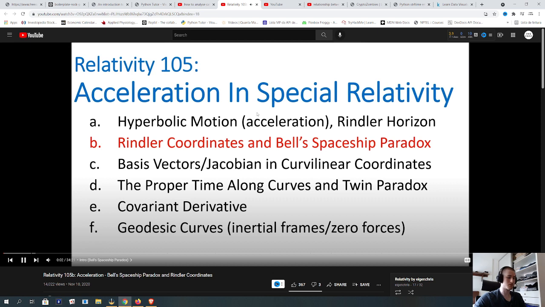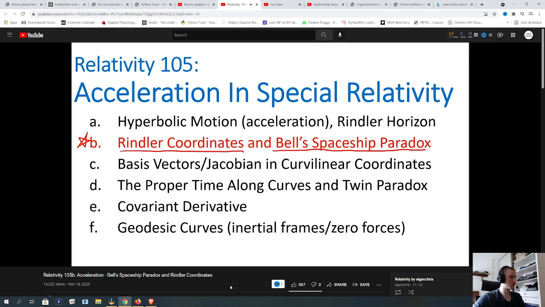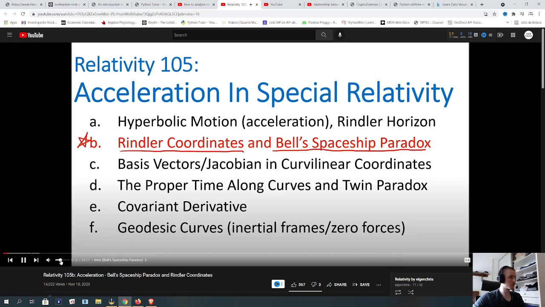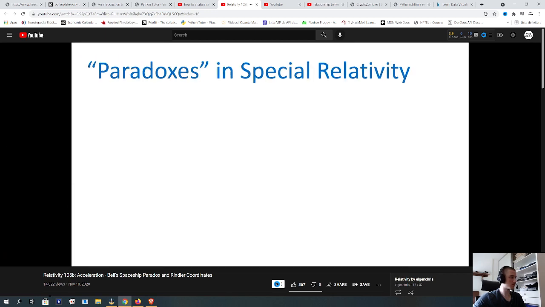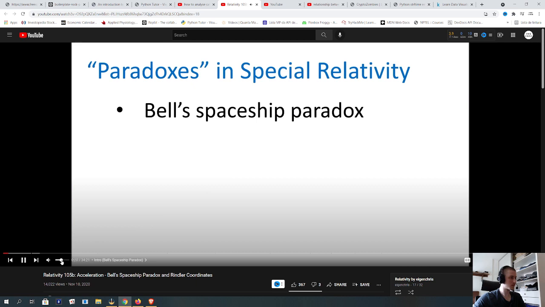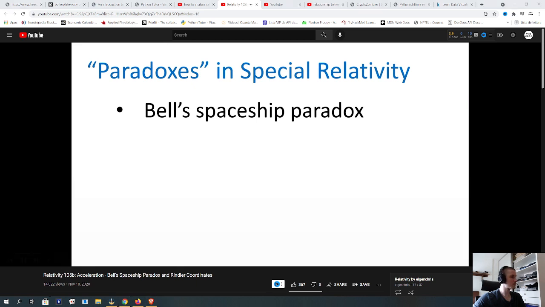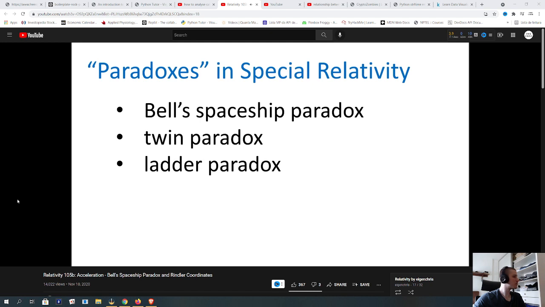We're going to continue talking about acceleration in special relativity by talking about Bell's spaceship paradox. Bell's spaceship paradox will lead us to inventing Rindler coordinates, our first set of curvilinear coordinates in this relativity series. Bell's spaceship paradox is one of many so-called paradoxes in special relativity, like the twin paradox and the ladder paradox.